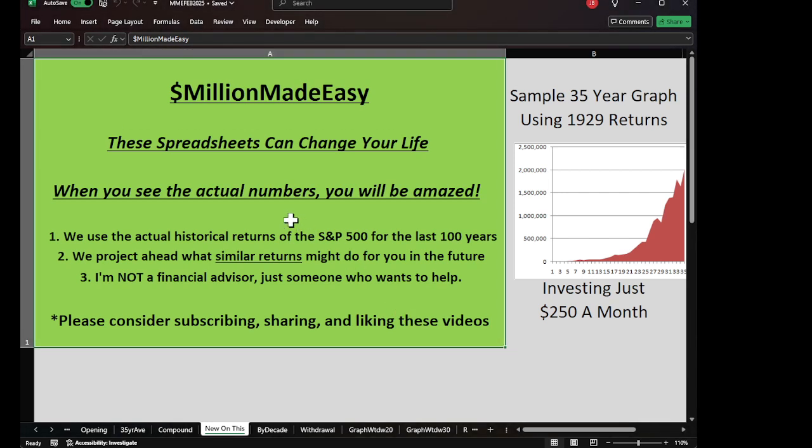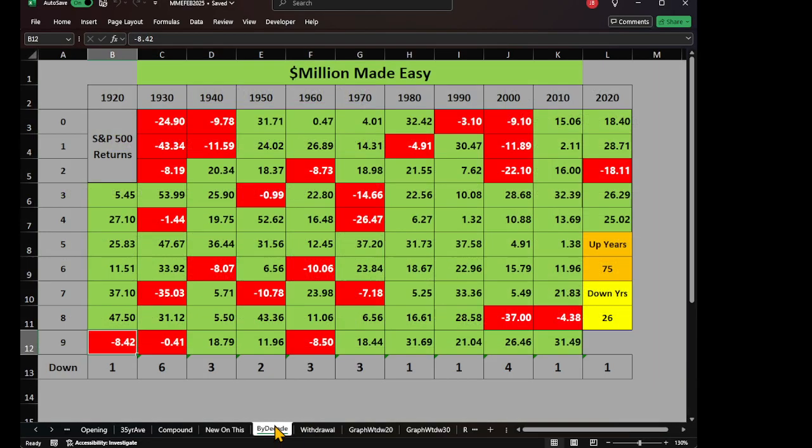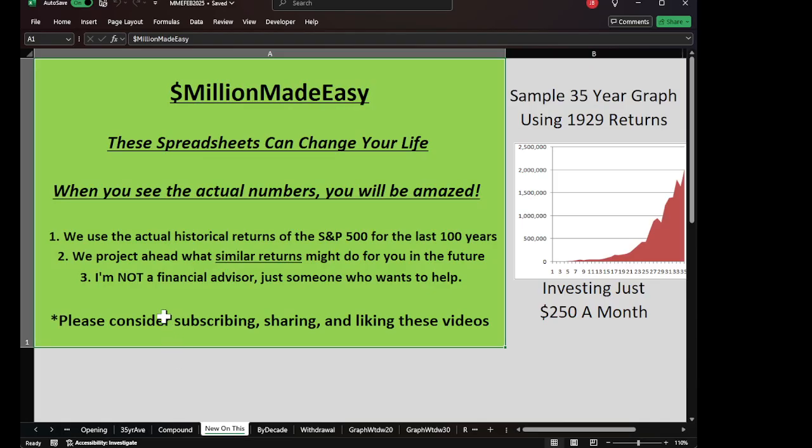On this channel, we create spreadsheets to run numbers for you. You can see the actual numbers, and when you do, you will be amazed. What we do is use the actual historical returns for the S&P 500 for the last 100 years, which you can see right here, and we simply project ahead what might happen with similar returns for you in the future.